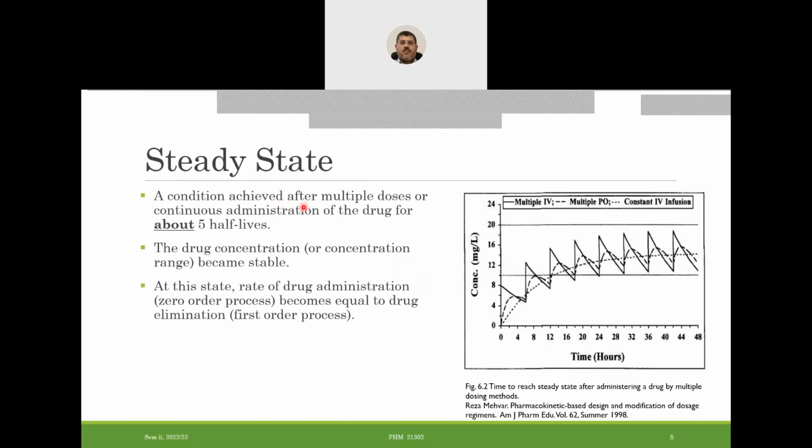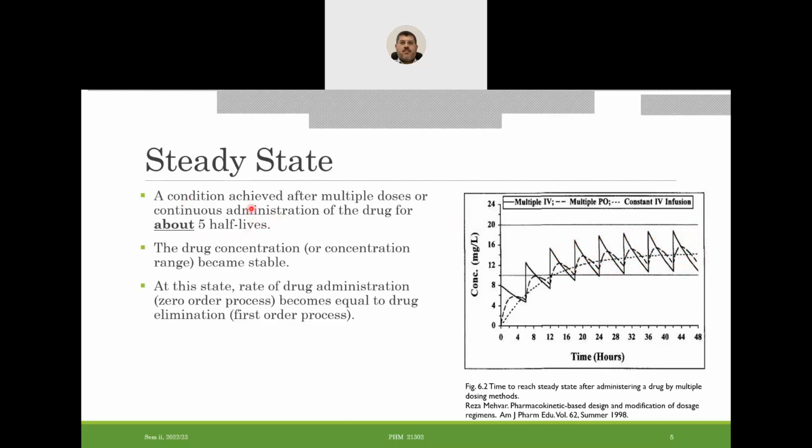Steady state is a condition achieved after multiple doses or continuous administration of drug. It can also happen with IV bolus. This is IV bolus, this line, multiple IV. Give one IV bolus, it gives a certain Cmax and Cmin. Give another one, it will increase further, because it will add up. It will add up, right? So Cmax and Cmin keep increasing, till the rate of administration equals the rate of elimination, then they will move in the same range. They will not change after this.